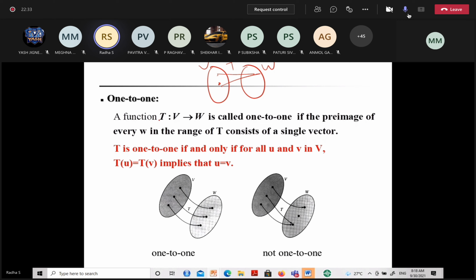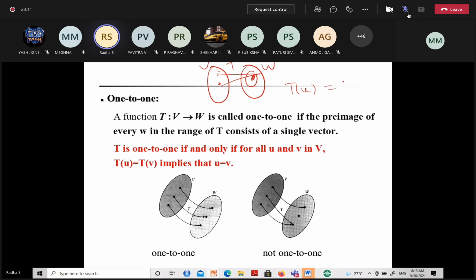Is it the horizontal line test? No 2 elements should have the same image. Or I can say, every element in the range of the function should have a unique pre-image. Will that be correct? Yes, ma'am. Yes, that is 1-to-1. So, how do you check whether it is 1-to-1? Horizontal line test.